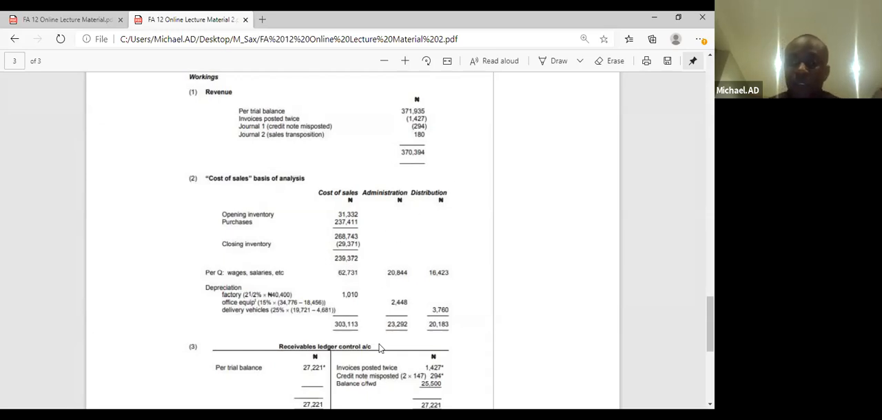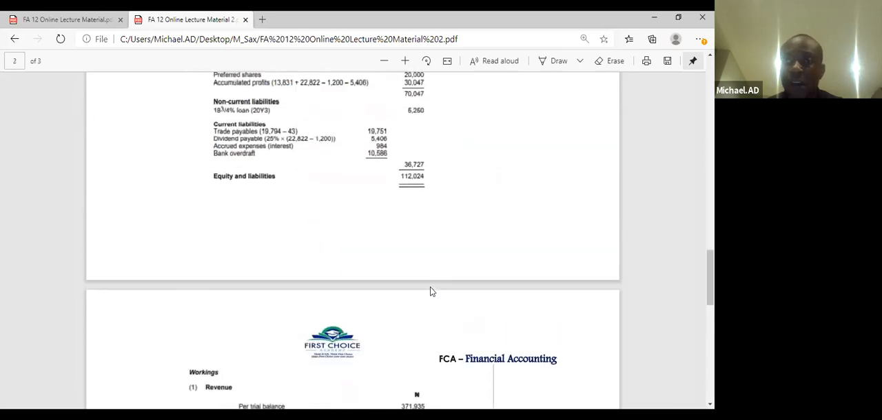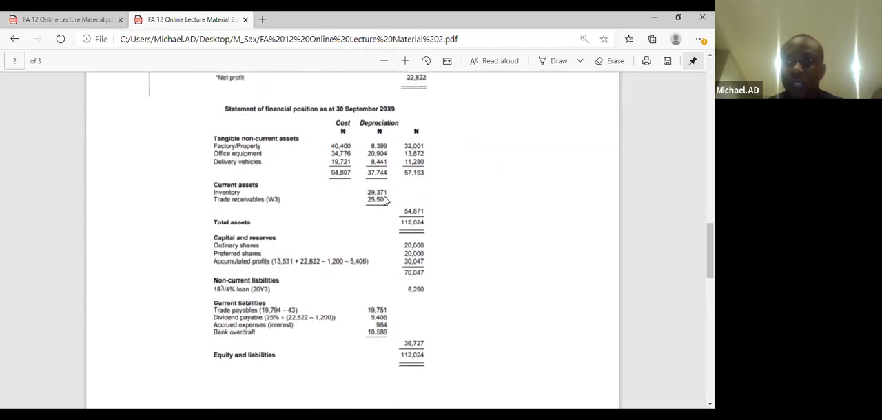So by the time you remove 1,427 and 294 from 27,221, you have 25,500. That was how we arrived at our receivables here. By the time you add your non-current assets and your current assets together, you have 54,871. Add it to your non-current assets, you have 112,024 naira. Bam. Then you look at your equity and your liability.